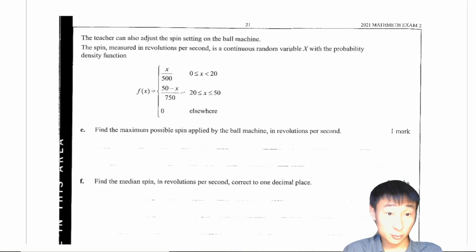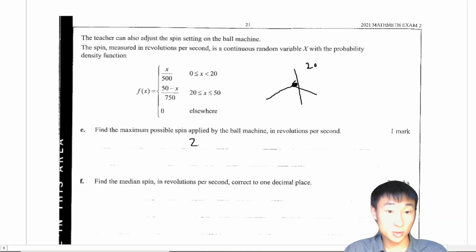Well, this is a backwards line. This is a forwards line. So the maximum is at 20. So that's just 20 over 500, which is 2 over 50.